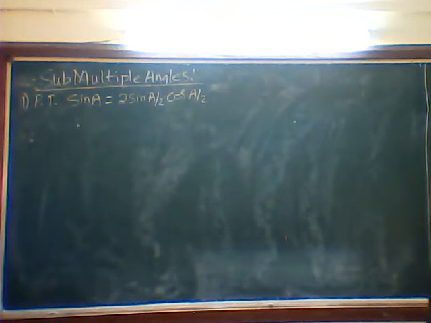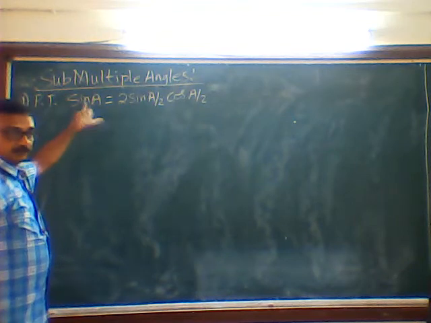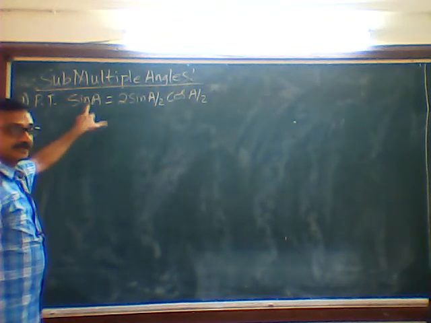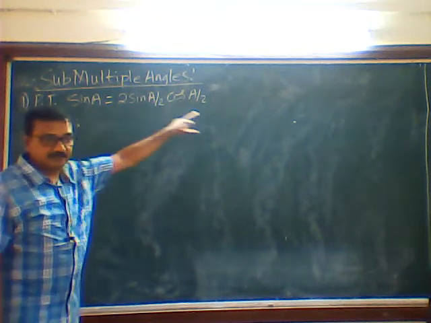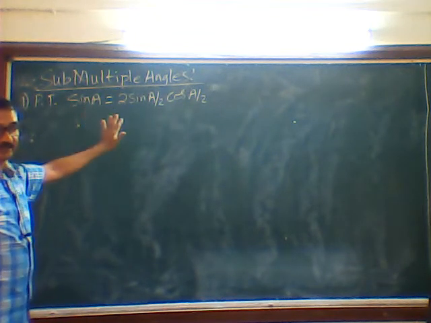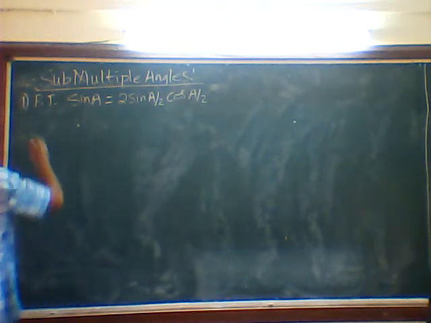Alright, I am repeating again. In multiple angle, first formula I said prove that sin 2A is equal to 2 sin A cos A. Now in submultiple angle I am saying first formula, prove that only sin A, not 2A, sin A. So here 2 is not there, then we assume that 2 is coming over here. Sin A is 2 sin A by 2 into cos A by 2. How this has come, we will see. Okay, answer.